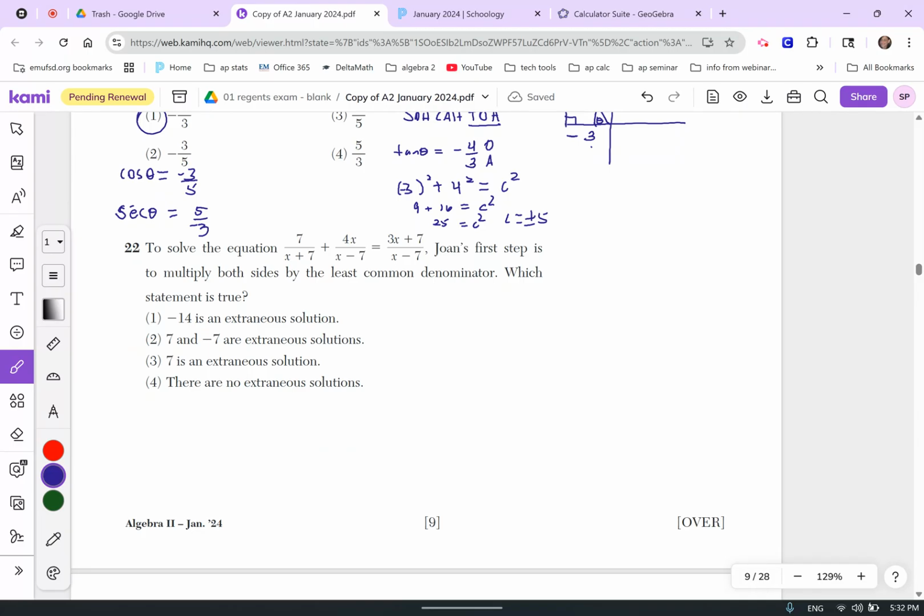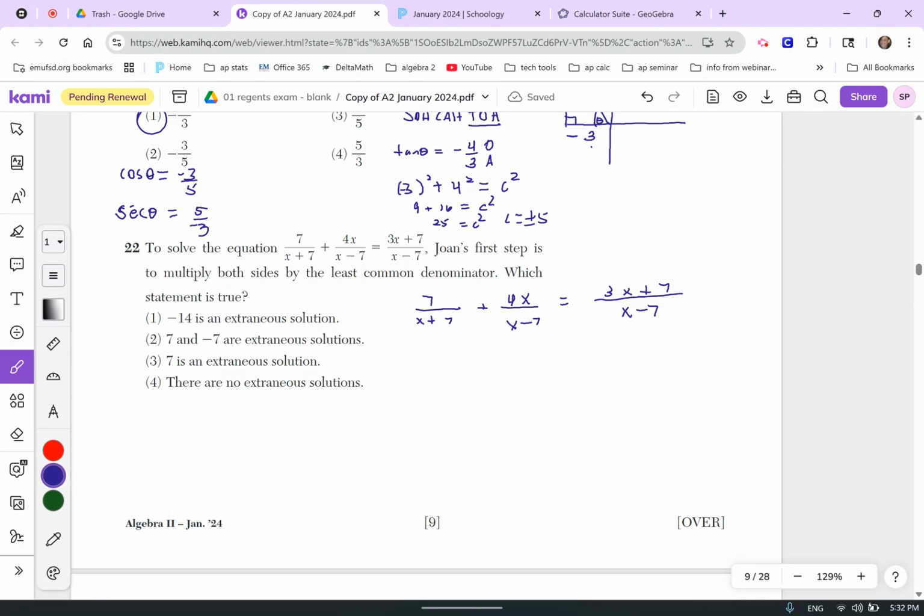Problem number 22. You're solving, and they want you to find which is the extraneous root, if there is any. This is a rational equation, and you cannot just look at the choices. That catches a lot of students because they want to just plug in. But an extraneous root is a potential root. In other words, when you go through the process, you get that answer, but it doesn't work.